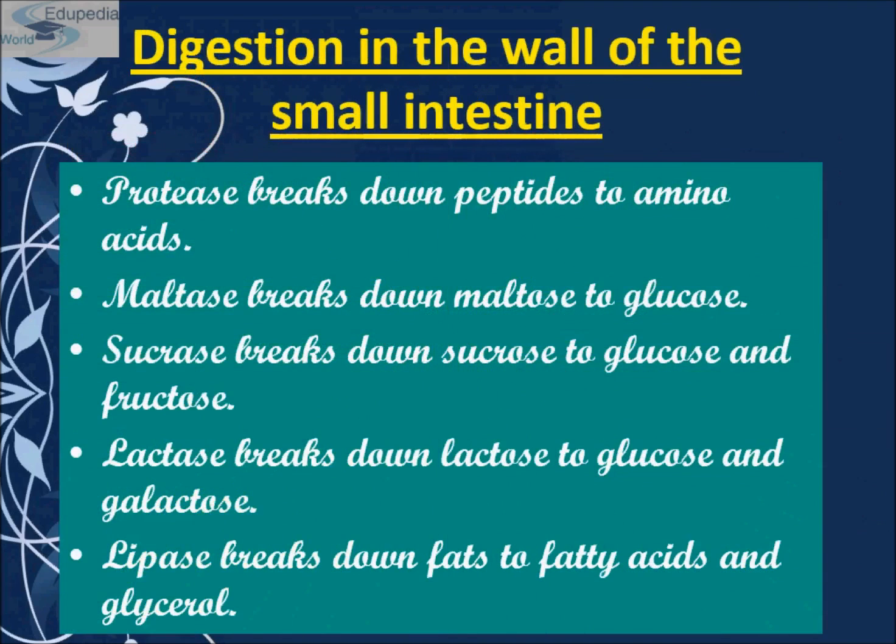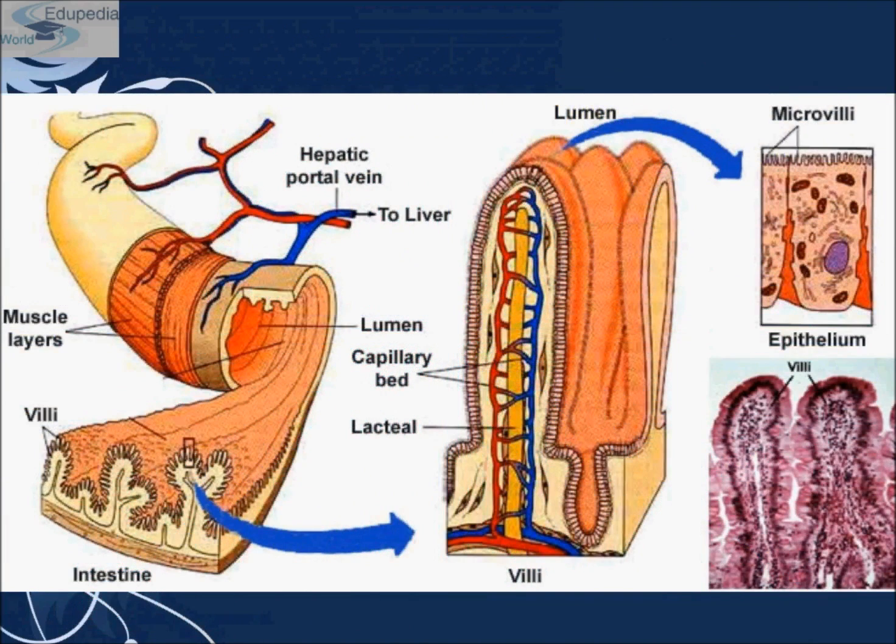Now, how does digestion take place in the wall of the small intestine? With the help of proteases, maltases, sucrases, lactases, and lipases. Proteases, as the name suggests, break down peptides into amino acids. Maltase breaks down maltose to glucose. Sucrase breaks down sucrose to glucose and fructose. Lactase breaks down lactose to glucose and galactose. And lipase breaks down fat to fatty acids and glycerol. This is the illustration.